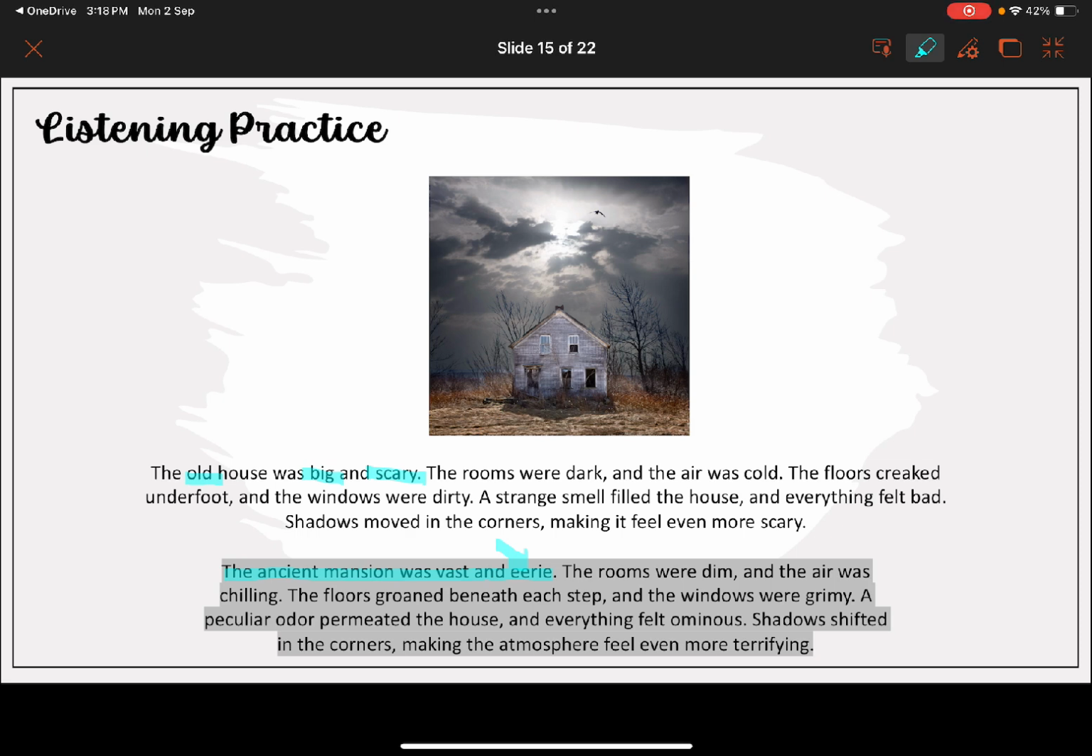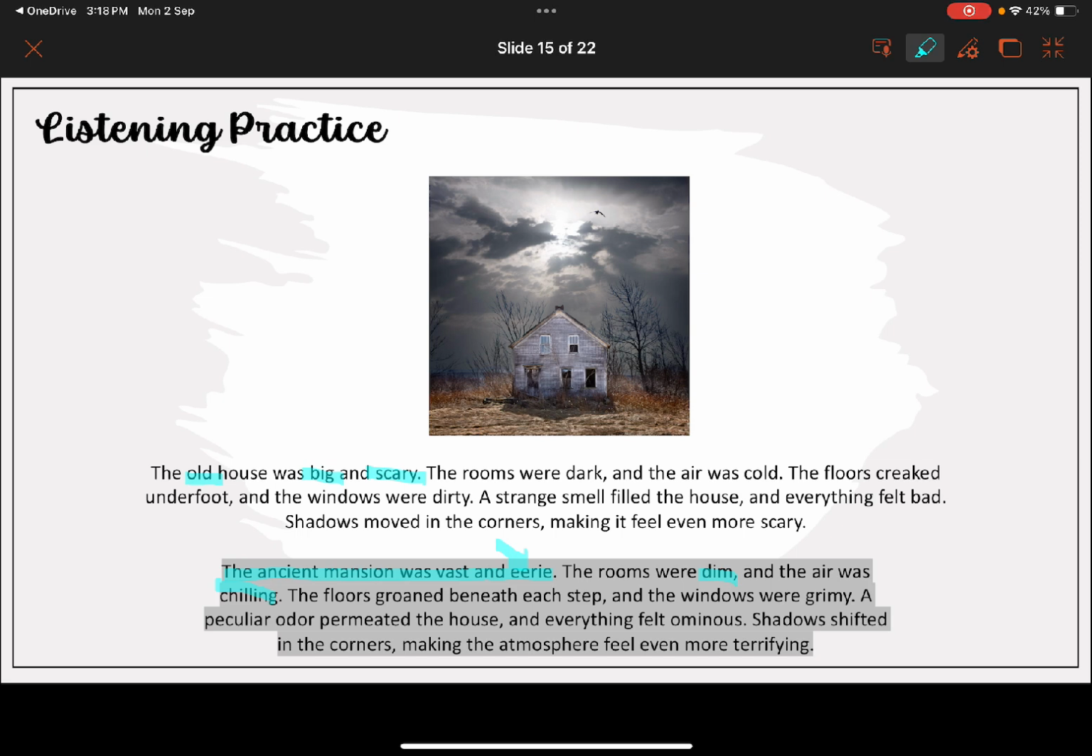Instead of saying the old house, I said the ancient mansion. So instead of picturing any old house, it could be a small house, a big house, it could be in the city, it could be in the suburbs. I'm saying the ancient mansion. I am creating a more specific picture in your mind. Version 1, the rooms were dark and the air was cold. Version 2, the rooms were dim and the air was chilling. Again, it's just making my writing sound a bit more mature and a bit more sophisticated.